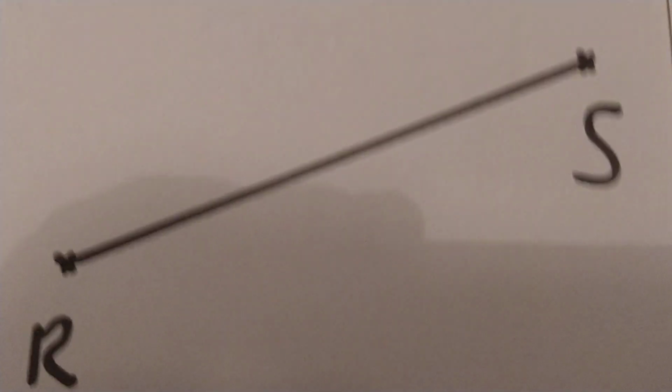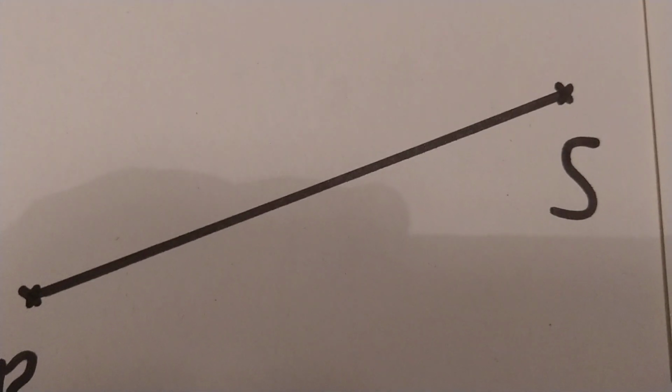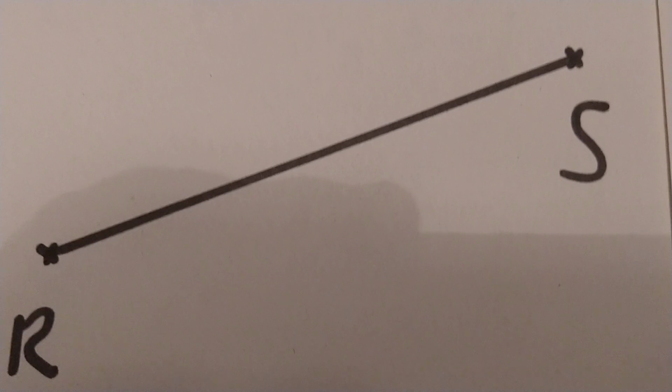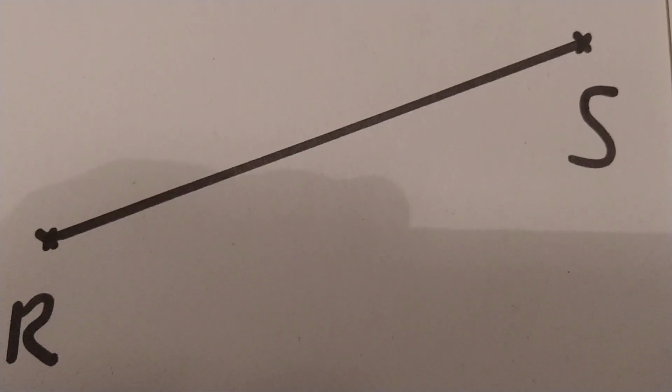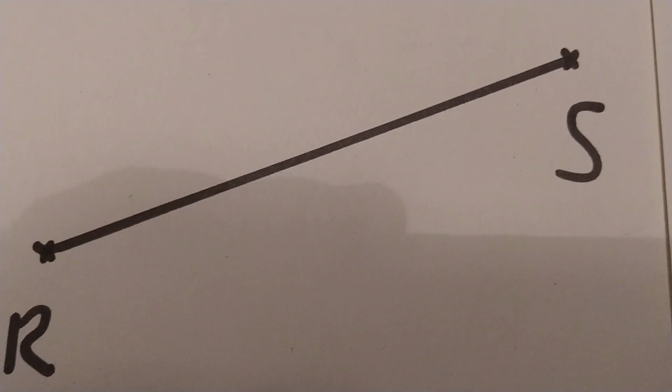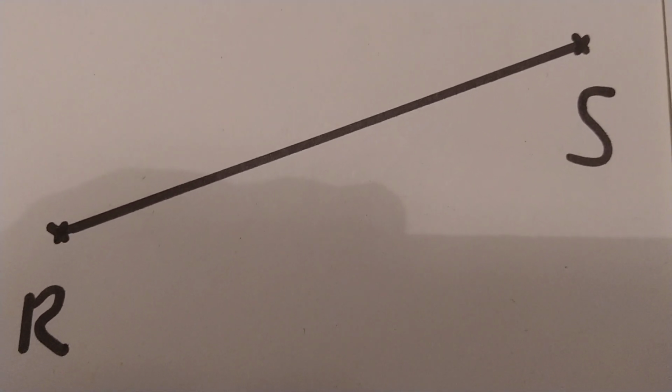Here is a straight line, RS. From what we said last time, what do I know about the line or about its gradient? Well, sloping up from left to right, so we could say that the gradient is positive. If I knew the coordinates of R and S, I could work out the gradient by doing change in Y for change in X.